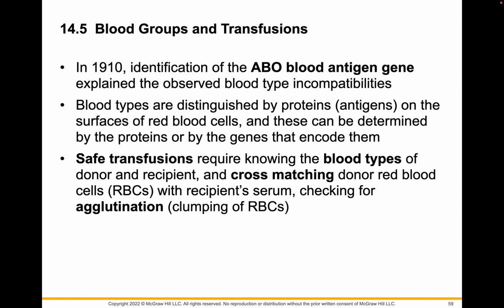So they are distinguished because you have these little proteins called antigens. Antigens can cause an immune response. That's anything that can cause an immune response. And for blood, it's these proteins on the outside of the red blood cells. And these proteins are inherited.